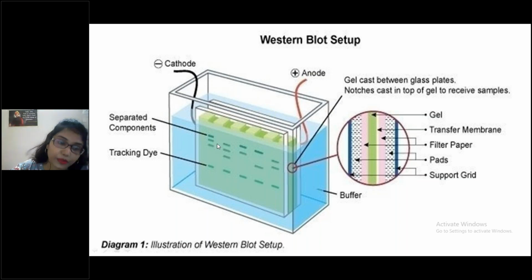Why is there the term blot? Because we have a nitrocellulose paper and then we blot it. Once we do the electrophoresis and all the components have separated, we blot it onto a nitrocellulose membrane, and then on the nitrocellulose membrane also we have the separated proteins.